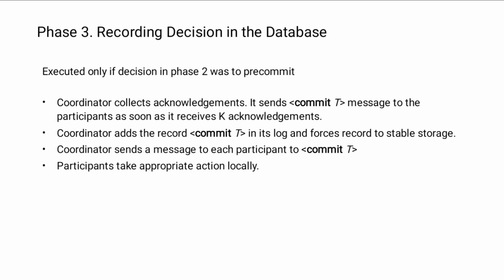Third phase, recording the decision in the database. It is executed only if the decision in phase 2 was to pre-commit, not abort. In this phase, the coordinator collects acknowledgements. After pre-commit, we go into the acknowledgement step. So the coordinator collects the acknowledgements and sends a commit T message to the participants. The coordinator adds that into the log, saves it in stable storage, and the message is passed to each participant.